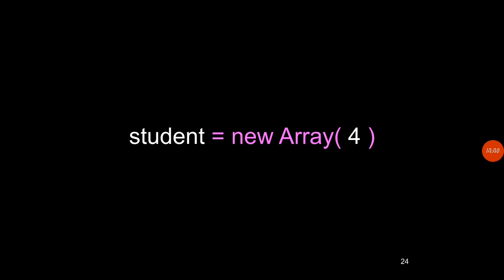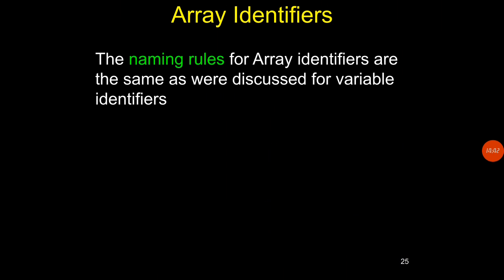See, the student is equal to new array 4, and see here the naming rules for array identifiers are same as we discussed for the variable identifiers.